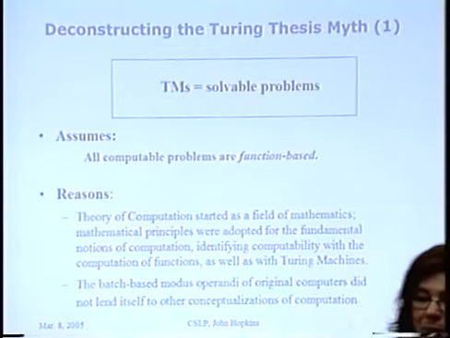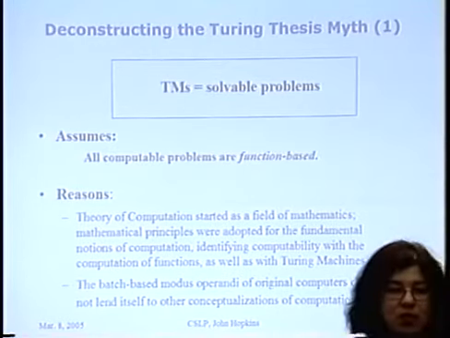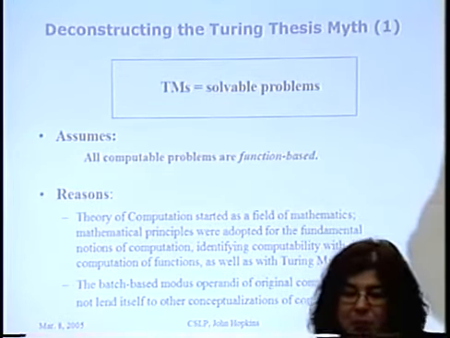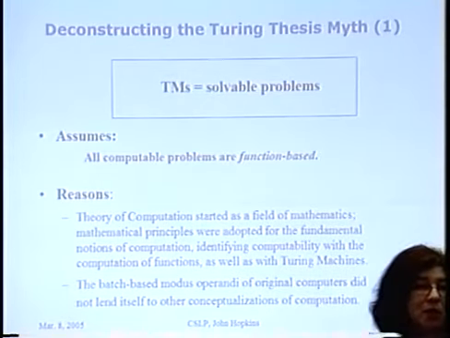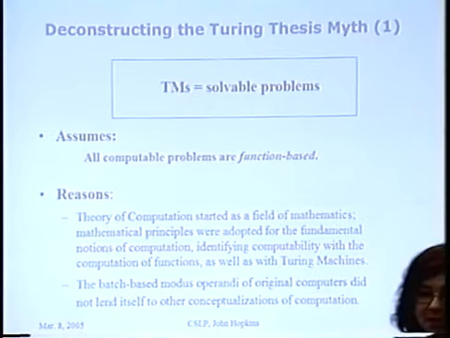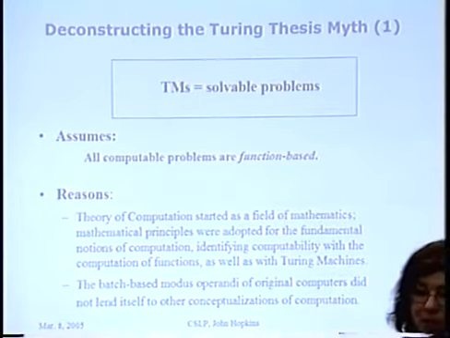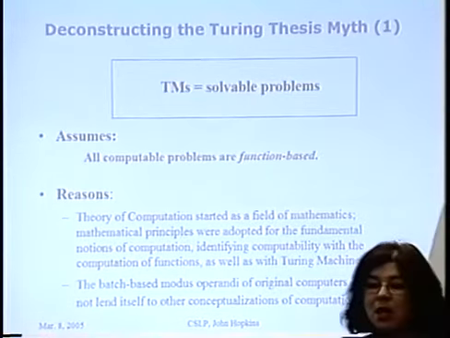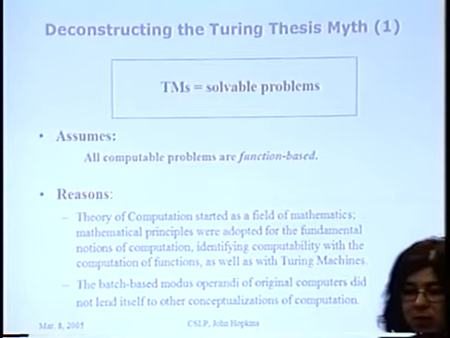So let's look at the first part of it. Turing machines equal solvable problems. The assumption here, of course, is that all computable problems must be function-based, because that's what Turing machines do. They do functions. Okay? That assumption is there for a reason. The reason is, as I mentioned before, that theory of computation started as a field of mathematics, and mathematical principles were adopted for the fundamental notions of computation. In particular, they identified computability with the computation of functions as well as with Turing machines.